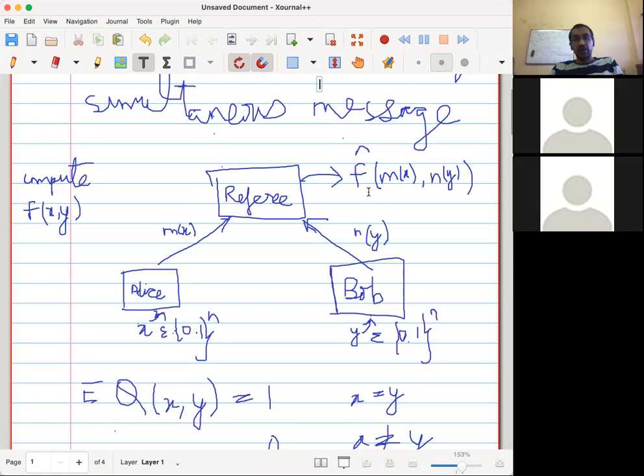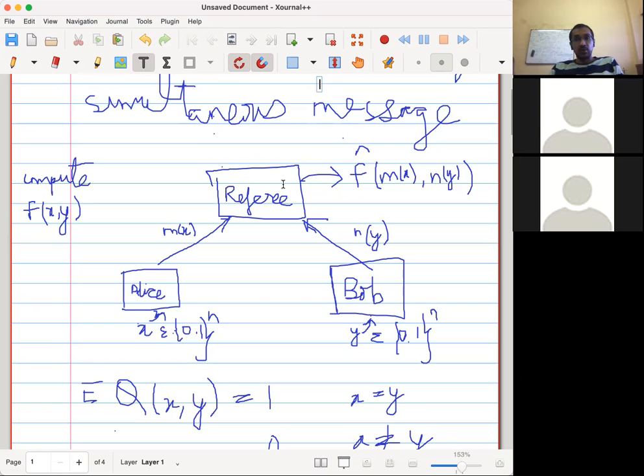So the action of the referee is a function f hat of m comma n, and let us say we are talking of a private coin randomized protocol. The internal computation of Alice can use private coins. In other words, the mapping from x to m_x is a private coin algorithm. The mapping from y to n_y is a private coin algorithm. The referee can use his own private coins. All the private coins are independent of each other, and the private coins are private. Alice's private coin can only be seen by Alice.